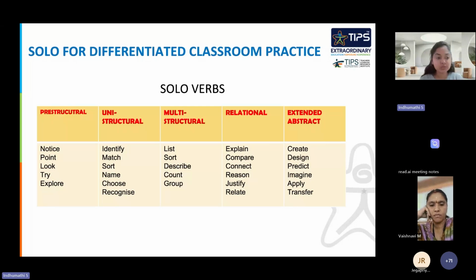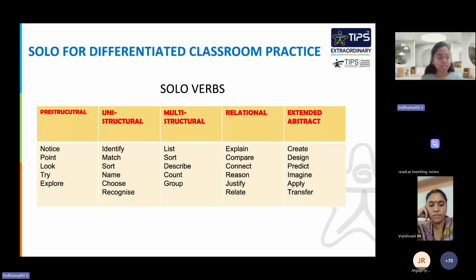SOLO levels describe how learners think, but the SOLO verbs describe what learners do to show that thinking. Each SOLO level has its own type of thinking, and each type of thinking needs different action words, that is, different SOLO verbs. Please look at this table.